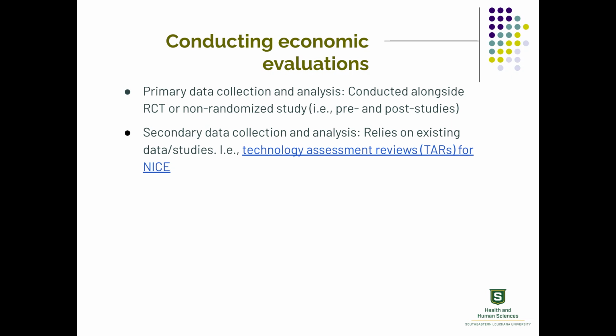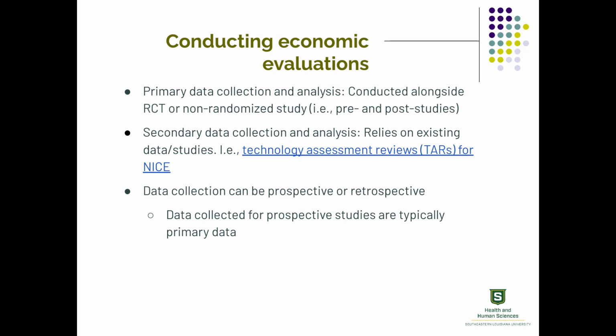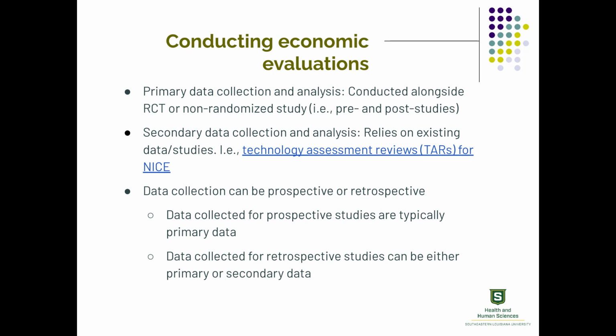An example would be the technology assessment review, so you can check that out if you're interested in what that looks like. Data collection can be either prospective or retrospective. Prospective means that as the study is going on, you are collecting the data, while retrospective means it's all done and now you're collecting the data. A prospective study typically collects primary data, but for retrospective studies, it can be either primary or secondary data.